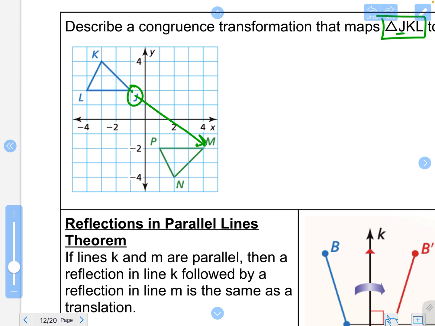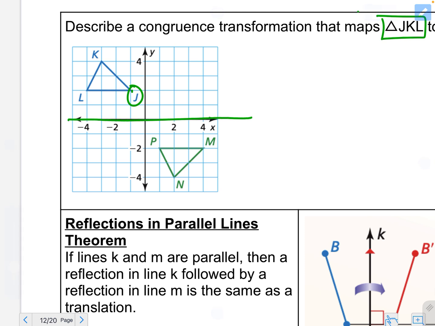But I could translate it down. But no, I don't know if that's going to help me out, because then I would need to get K over there to N, and it would be in the wrong place. So I bet I need to reflect it over the x-axis. So let's try that first.